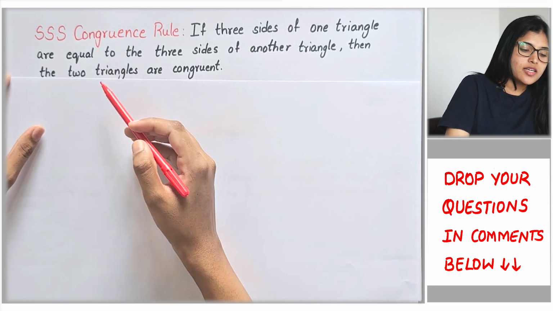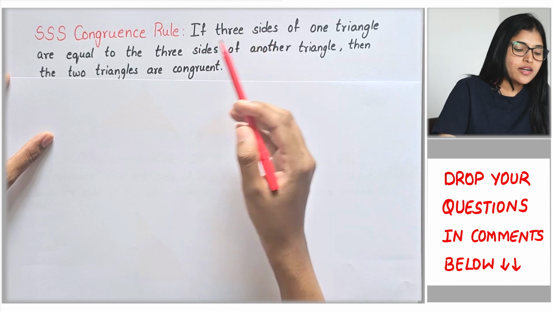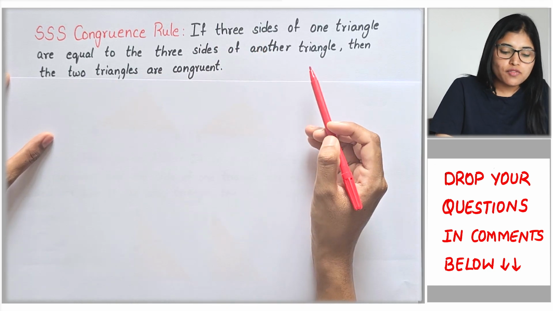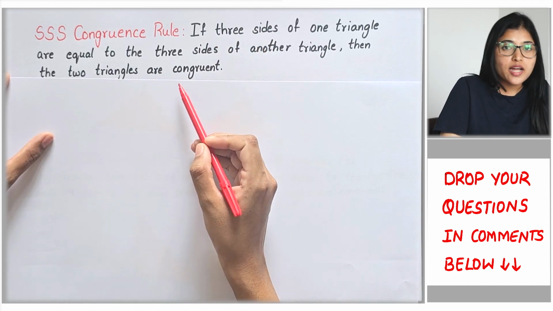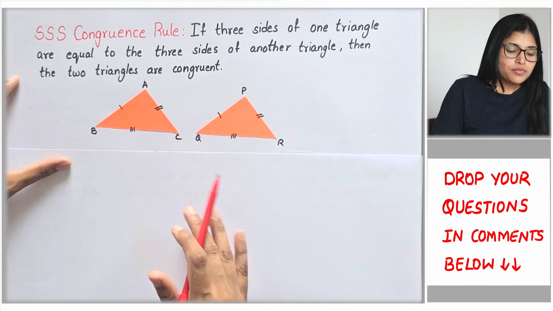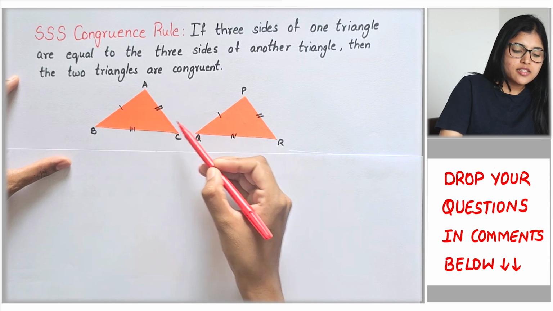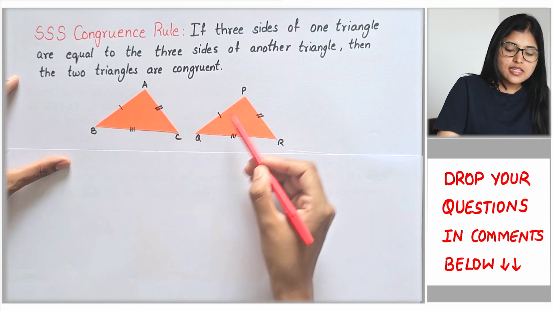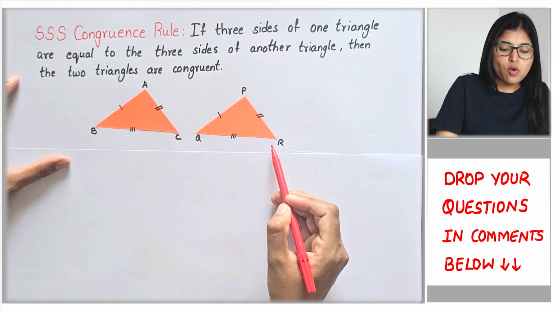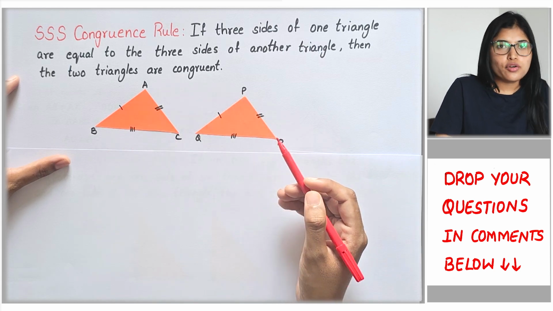The first one is the SSS congruence rule, which is: if three sides of one triangle are equal to three sides of another triangle, then the two triangles are congruent. Let us take a look at this picture over here, which has two triangles ABC and PQR. Corresponding sides AB and PQ, AC and PR, and BC and QR are equal to each other. That means these triangles are congruent to each other.